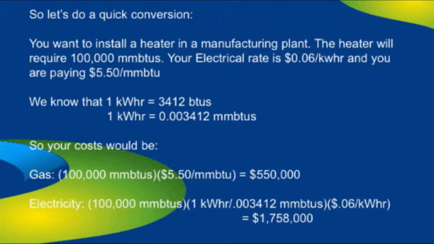Well, we know that 1 kilowatt hour is 3,412 BTUs, so 1 kilowatt hour is 0.003412 MMBTUs. Therefore, your cost would be, go through the math, and you'll see that your gas cost would be $550,000, but your electricity cost would be $1,758,000. Now, if you're not sure how we are actually doing these calculations, go back and watch our second video titled Performing Dimensional Analysis. Remember, keep it simple and you'll get the right answer every time.